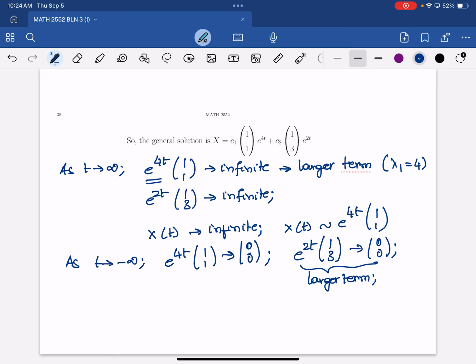Okay. Then, because both the terms are going to 0, my solution is also going to the origin, but my solution is really dictated by e to the 2t (1, 3). Do you agree with me on that? So near the origin, I'm near the eigenspace corresponding to the eigenvalue 2, and away from the origin, I'm near or parallel to the eigenspace with the eigenvalue 4. Do you agree with me on that? Yes? Keep that thought in mind. I'm not writing it. That's a very important thought.